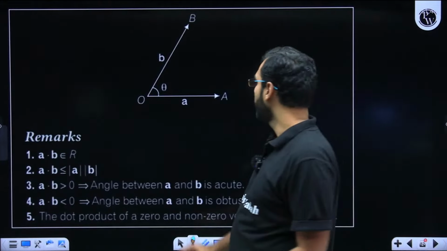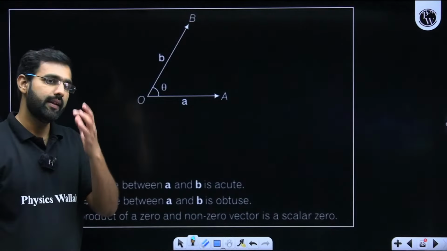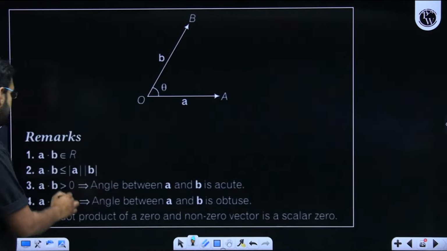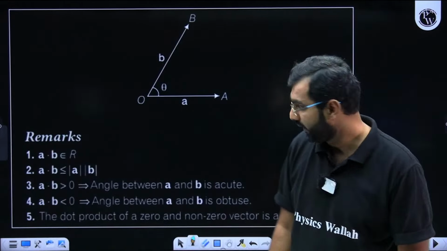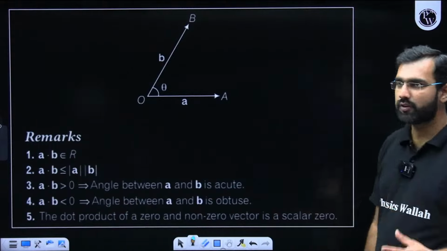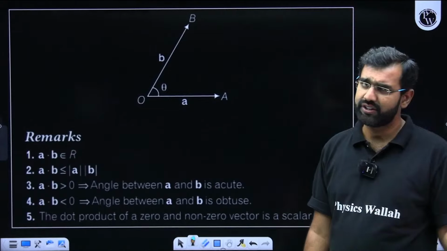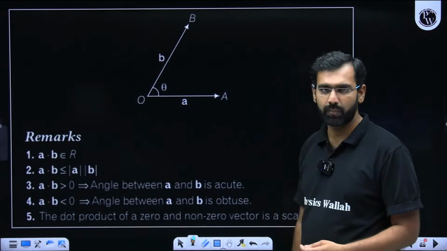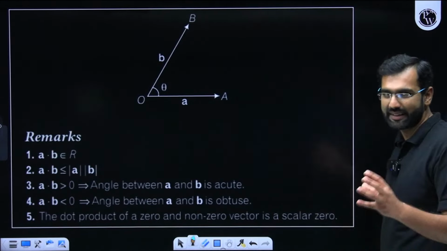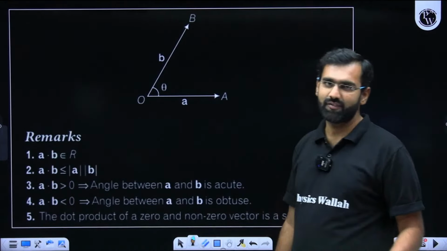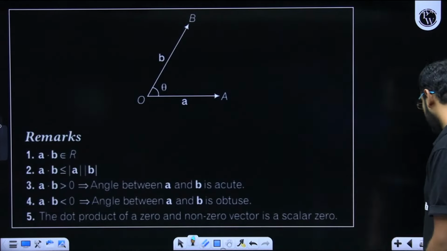From here, we know if there is a vector A, there is a vector B, and angle theta between them, the acute angle, then A dot B will be a real number. It will not be a vector. Dot product is a scalar quantity. And yes, A dot B will always be less than or equal to mod A mod B, because A dot B is mod A mod B cos theta. Cos theta is from -1 to 1, so it will always be less than or equal to mod A mod B. If A dot B is positive, which means cos theta is positive, theta is acute. If A dot B is negative, theta should be obtuse. If the dot product is 0, we know the vectors are perpendicular.